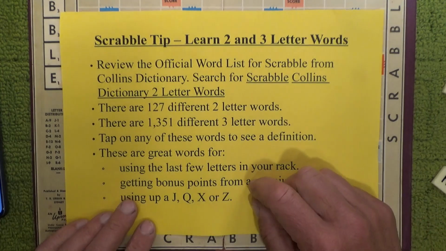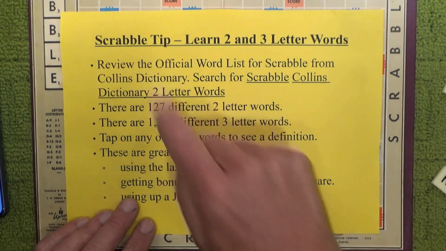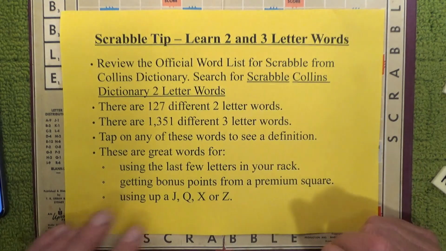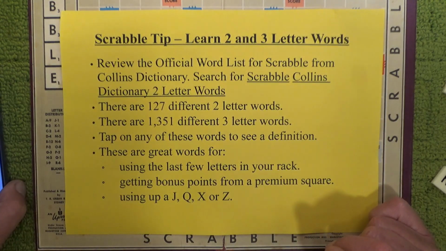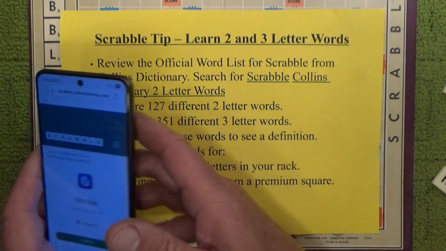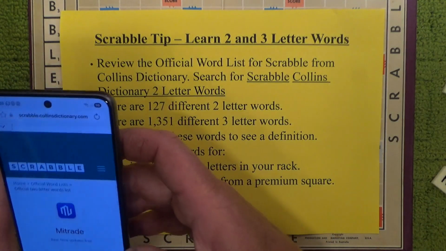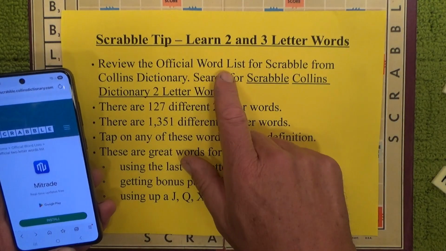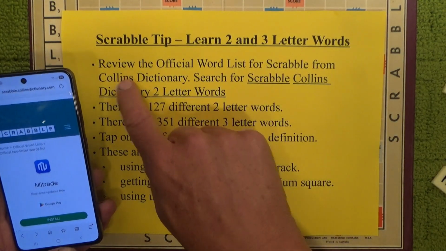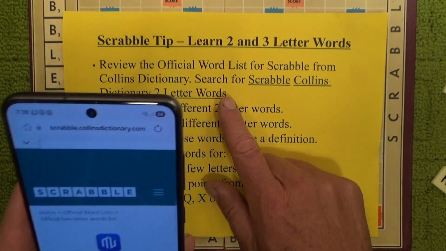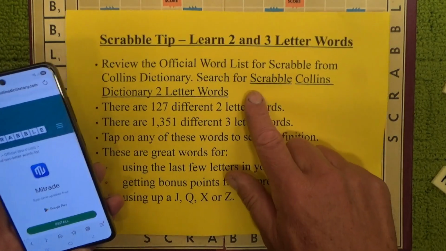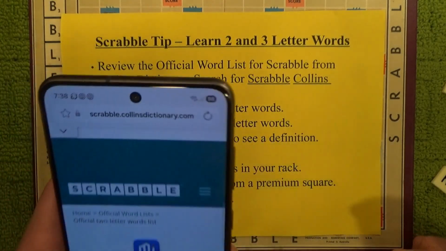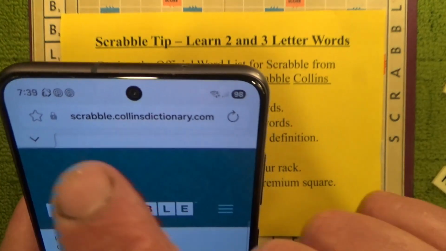Hello, today I'm going to share with you a great Scrabble tip, which is all about learning the 2 and 3 letter words, which you can use when you're playing Scrabble. So I found this great website, and it has the official word list for Scrabble, and it's from the Collins Dictionary. So if you want to find this website, you just need to search for Scrabble, Collins Dictionary and 2 letter words.